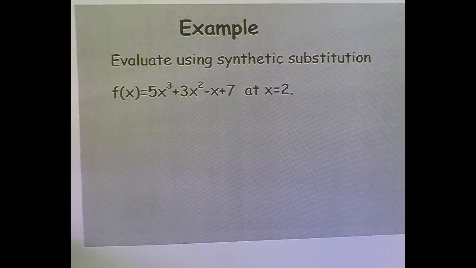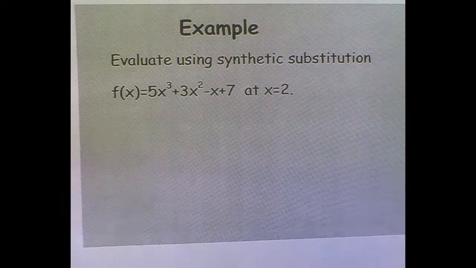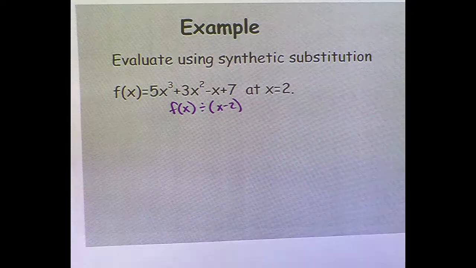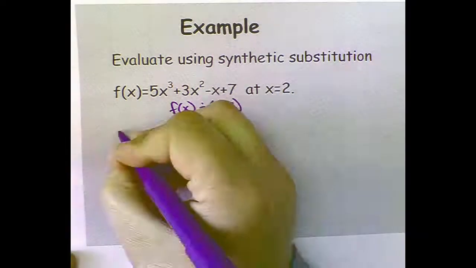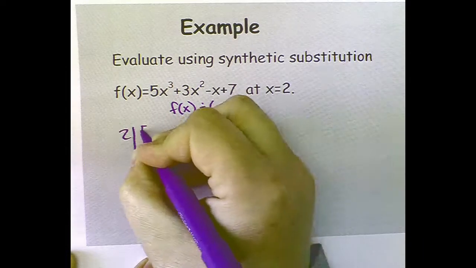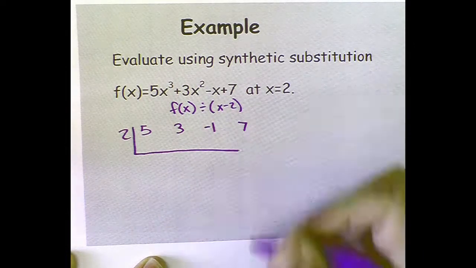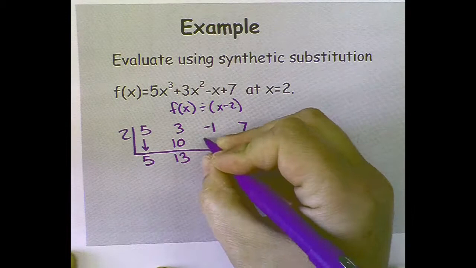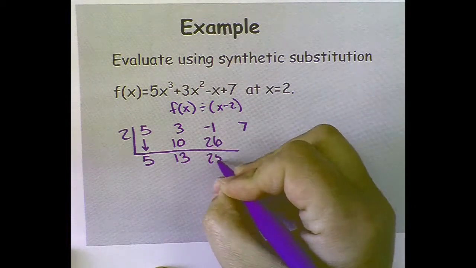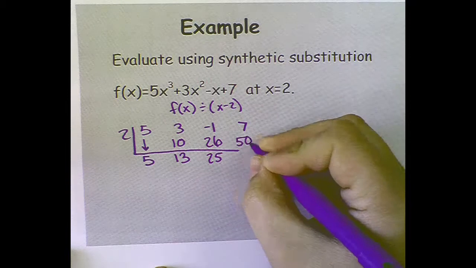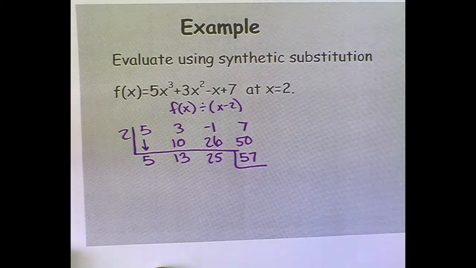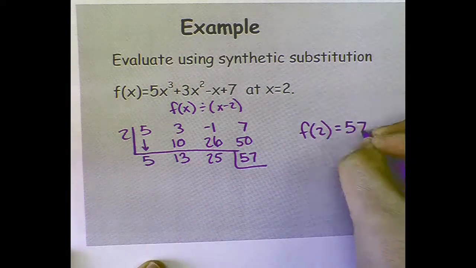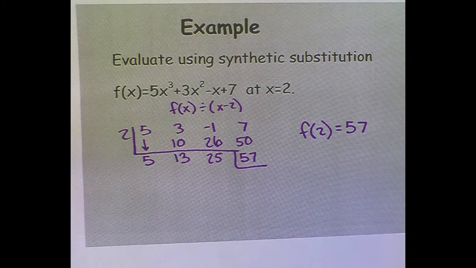So let's evaluate using synthetic substitution. Basically, I'm going to take f of x and divide it by x minus 2. That's all I'm doing. So I put my 2 out front and bring in my coefficients: 5, 3, negative 1, 7. Bring down the 5, multiply to get 10, add, it's 13, multiply, it's 26, add, it's 25, multiply for 50, add, 57. Now I know that f of 2 is 57. Just the remainder, that's all I care about. Boom, done.